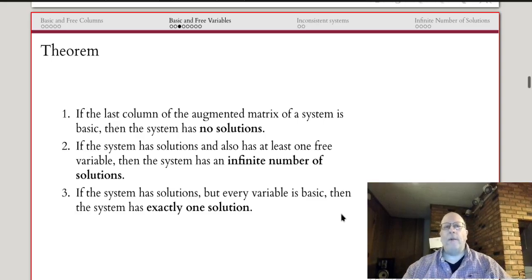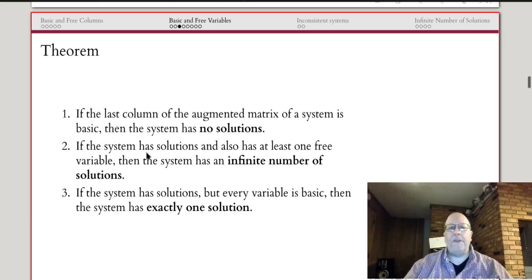And we have a theorem about freeness. If the last column of the augmented matrix of a system is basic, then that system of equations has no solutions. We will see examples of all of these in a little while, but let's keep going.